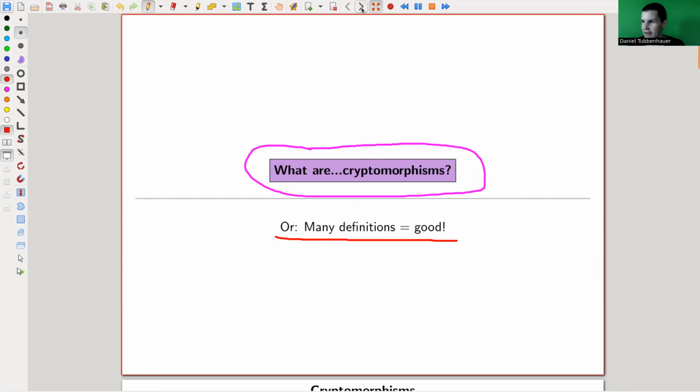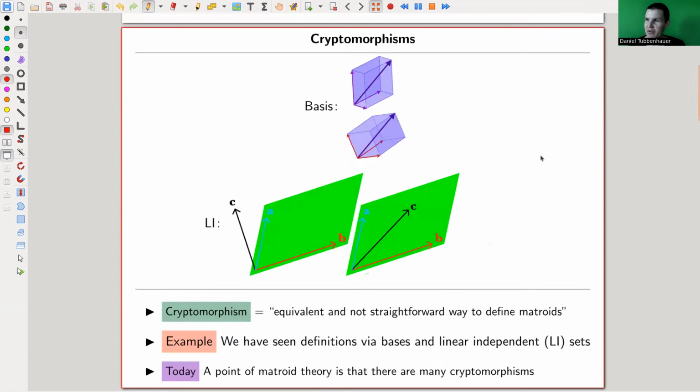Okay, so let me get going. For example, we have seen the basis. And a cryptomorphism is an equivalent but not straightforwardly equivalent way to define a matroid. Sometimes you have an equivalent definition and it's just obvious that the two definitions are equivalent because you just exchange something very basic. But for matroids, it turns out that there's a long list, and I will give you some later, of equivalent definitions. It's not difficult, but it's certainly not obvious why they are equivalent. And we have already seen one cryptomorphism.